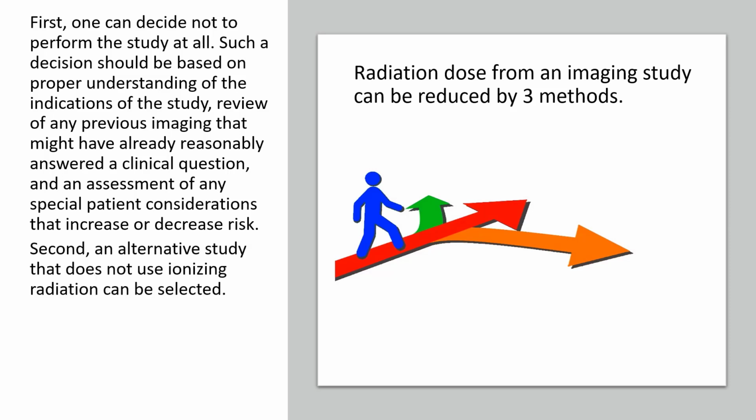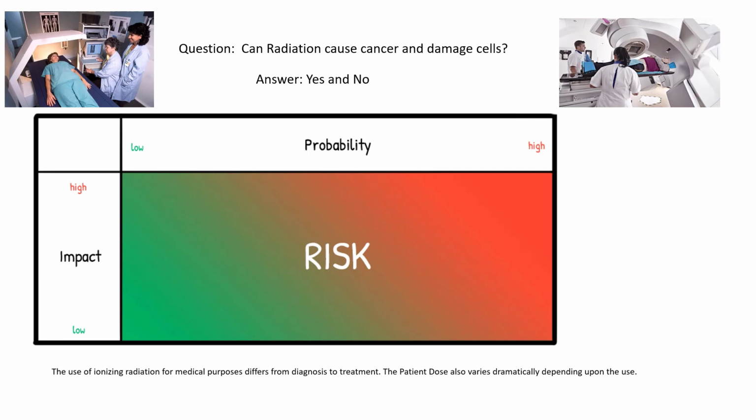Second, an alternative study that does not use ionizing radiation can be selected. And third, less radiation can be used to create the images. In other words, we can manipulate the exposure factors to utilize the minimum amount of radiation to get the information that we need. The question we'd all like to have answered is, can radiation cause cancer and damage to cells?